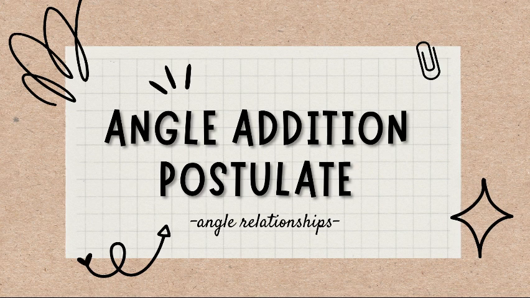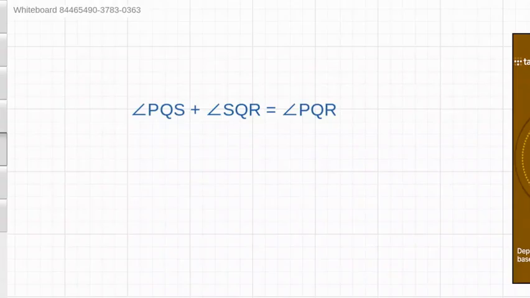Hey guys, welcome back. Today we're going to be talking about angle addition postulate. Angle addition postulate is angle PQS plus angle SQR is equal to angle PQR.